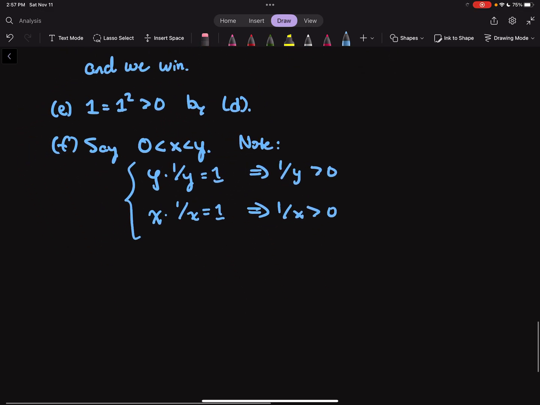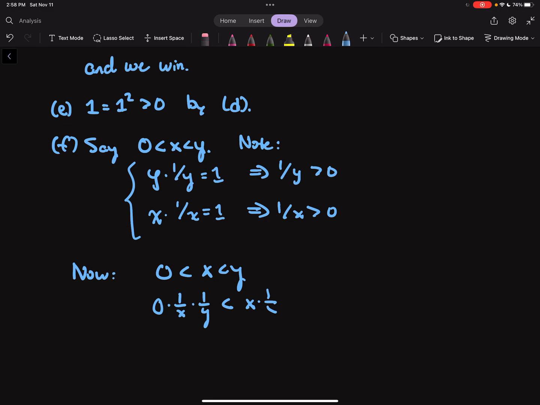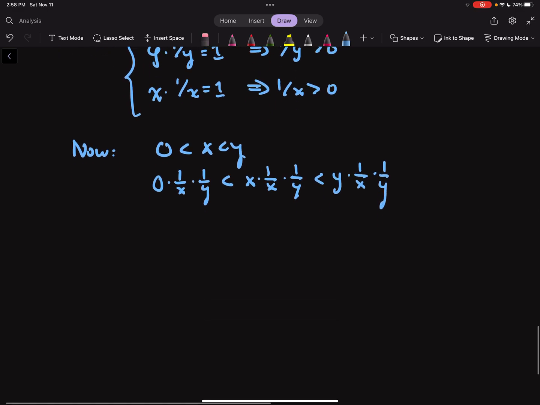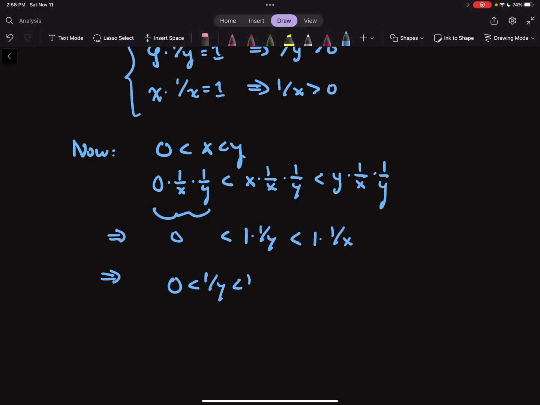So now what we can do, so we have 0 is less than x is less than y. So 0 times 1 over x times 1 over y is smaller than x times 1 over x times 1 over y, which is smaller than y times 1 over x times 1 over y. Okay, and this is going to be 0 is less than 1 times 1 over y, which is less than 1 times 1 over x. Okay, but then 0 is less than 1 over y, which is less than 1 over x. Okay? And that proves this whole lemma.